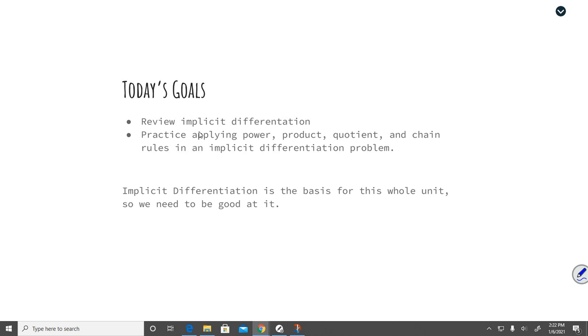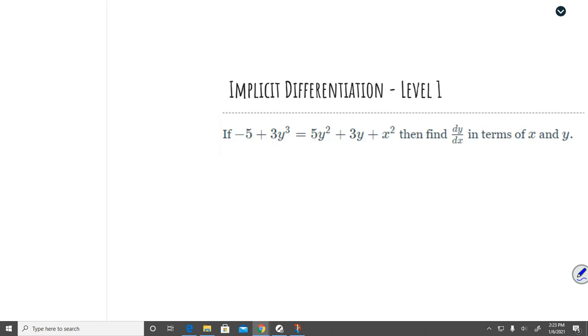All right, so here's our goals for today's lesson. First, we want to review implicit differentiation, clarify what that is. We're going to practice applying the power, product, quotient, and chain rules in implicit differentiation problems. The reason we're doing this is because this chapter that we're working on relies heavily on your skills with implicit differentiation. It's like the second or third step in every problem we're going to do. So you need to have strong skills with implicit differentiation. So let's get to it.